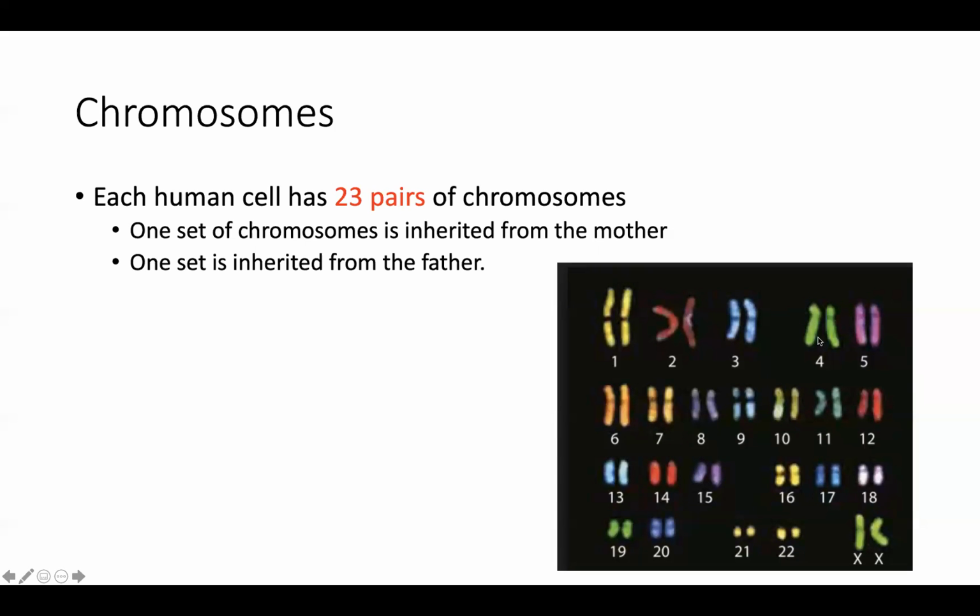But what we're seeing here is a normal human with 22 pairs of somatic chromosomes and 1 pair of sex chromosomes. Looking at this human karyotype and this pair of sex chromosomes here, that's XX, is this individual a female or a male? Does anyone know?